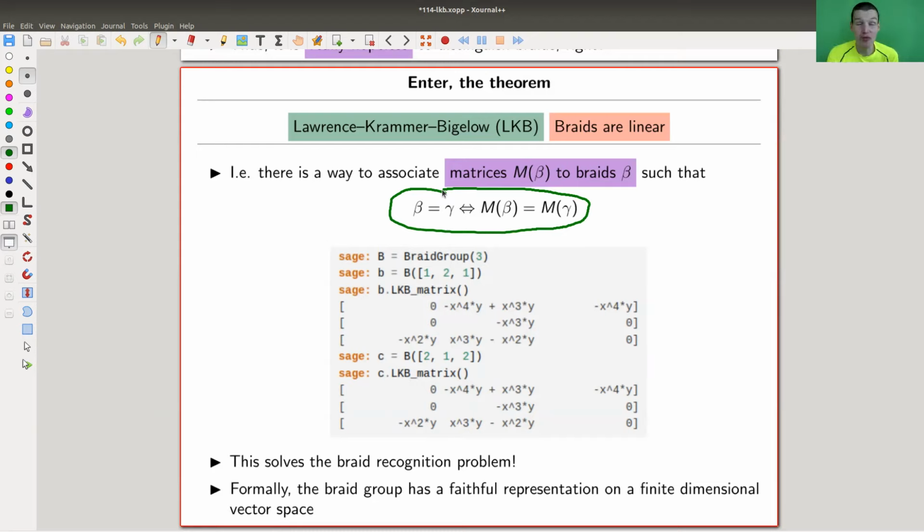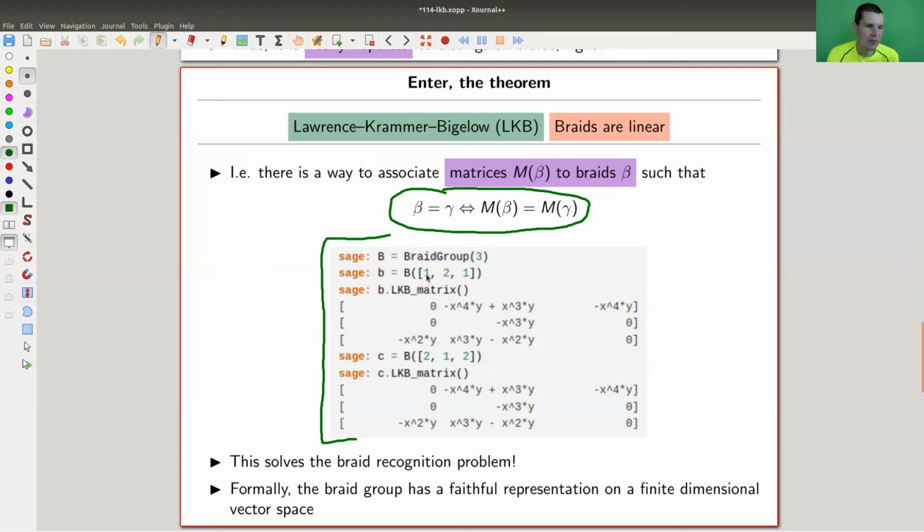And every computer can do that easily. So I won't tell you how to associate the matrix. It looks a little bit ugly. It's not so bad, but I still won't do it. But here you can run Sage code, for example. If you Google Sage and LKB representation, you will find a page explaining it where you can copy the code into the online calculator.